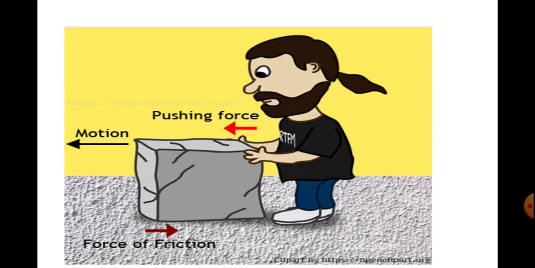The force of friction opposes the motion of the book on the surface of the table, and it is also opposing the motion of the big piece of rock. The force of friction occurs between the surface of the table and the surface of the book in touch with each other. Like here also, the surface of the rock and the surface of the ground are in touch with each other.